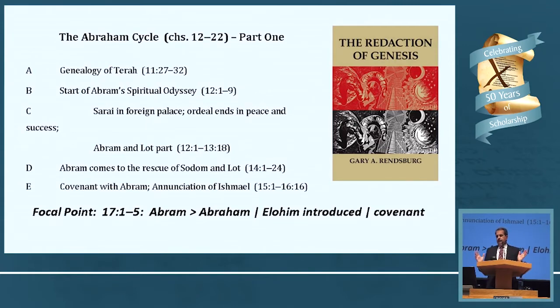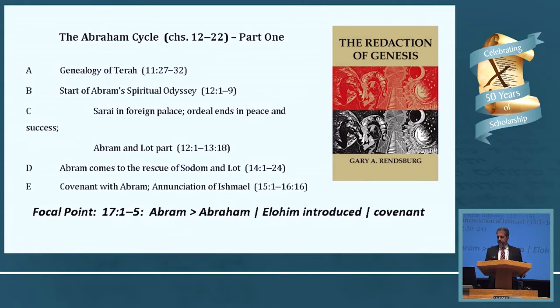So if you look at page 24, the first half of which you see here, the Abraham cycle, I'm calling it here chapters 12 through 22, but as you can see from the first unbolded line, it actually begins at the end of chapter 11 with the genealogy of his father Terah, which closes chapter 11. And it goes from chapters 12 through 22. And you can see the structure. A, B, C, D, E are the 5 main units which bring us from chapter 12, or technically the end of chapter 11, through the end of chapter 16. At that point, we have the focal point of the narrative.